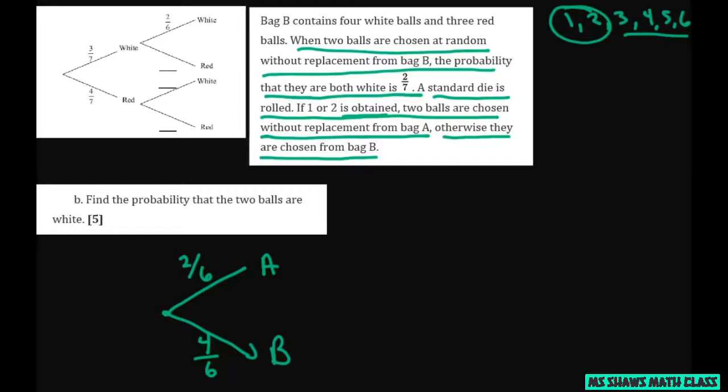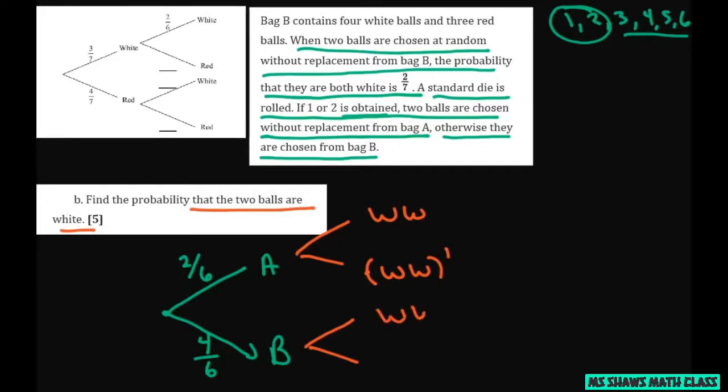Now, what we want to do from here is draw more branches. So we want both white, because we want to find the probability that they're both white, or not both white. So I'll just do white, white, complement, not white. White, white, not white, white. And I'll just do it this way. All right, so when you do that, we know the probability that they're both white, remember I said we'd come back to that. Maybe I should fill this out real quick. So don't forget these numbers here are 4/6, 3/6, and 3/6.